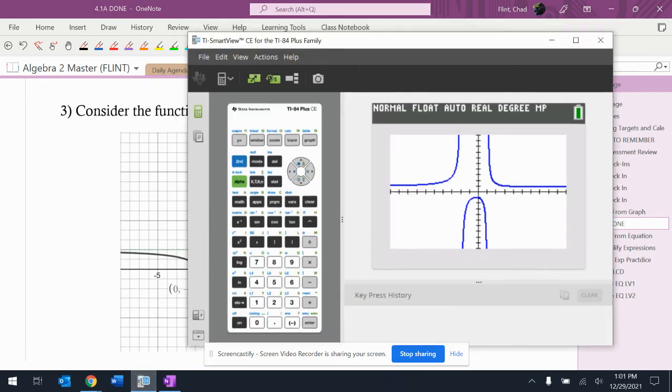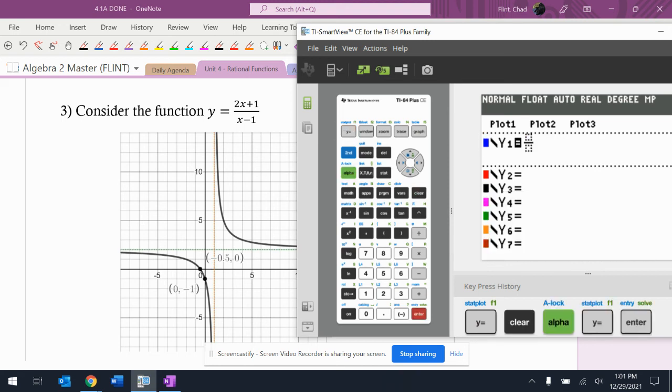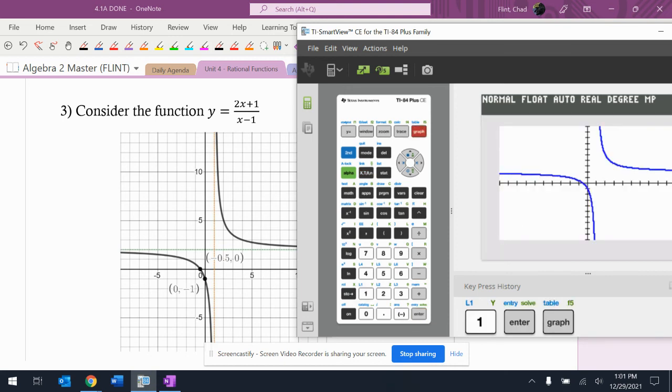There we go. All right, so I'm going to go y equals, and I'm going to put in clear. Alpha y equals to get the fraction, and then 2x plus 1 over x minus 1. And I'm going to graph it. All right, it looks like that.